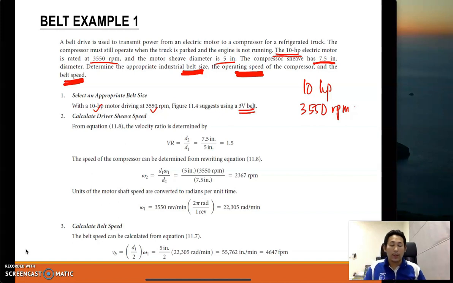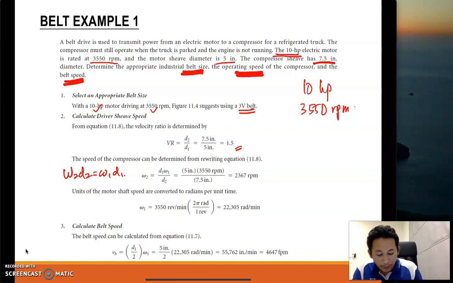Then calculate the driver shaft speed. So we need the velocity ratio. VR is equal to the D2 shaft 7.5 over the diameter of the driver 5 inch, so we get 1.5. And then for the speed, we have omega 2 D2 equals omega 1 D1.